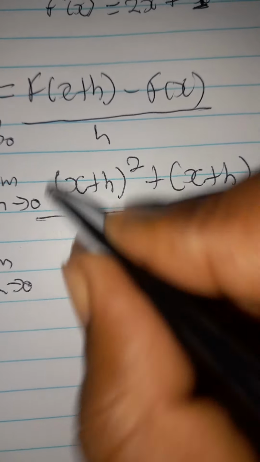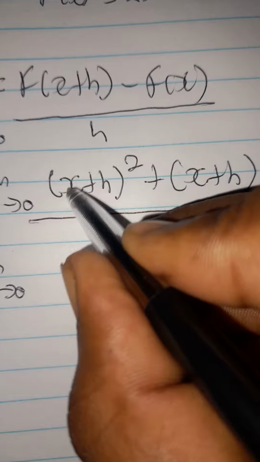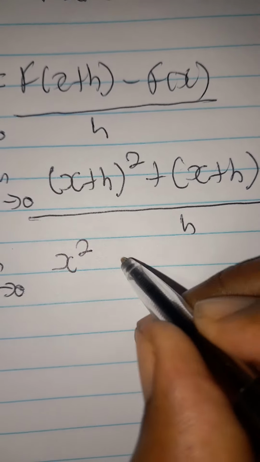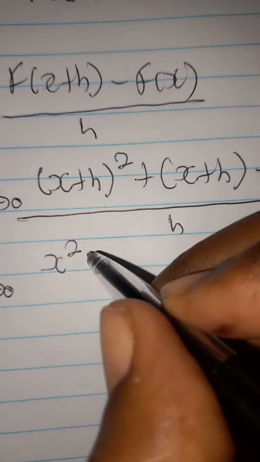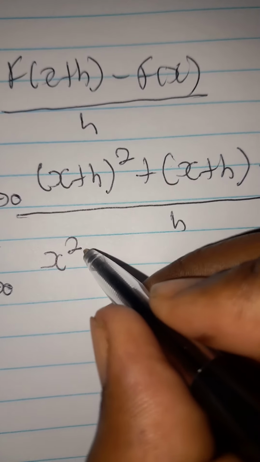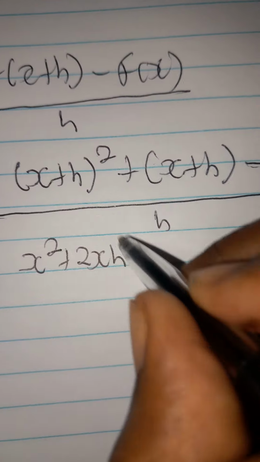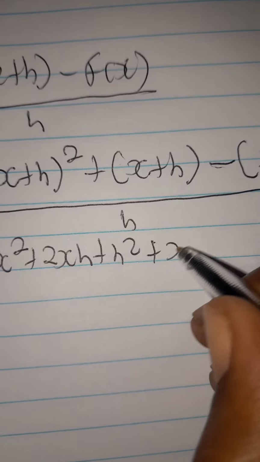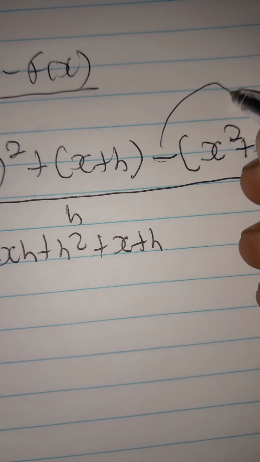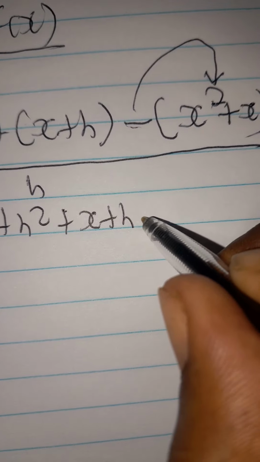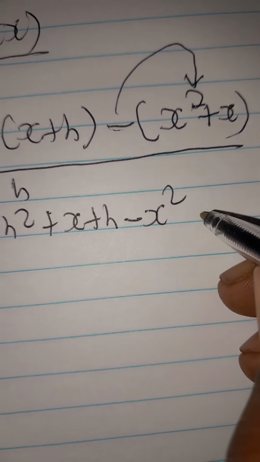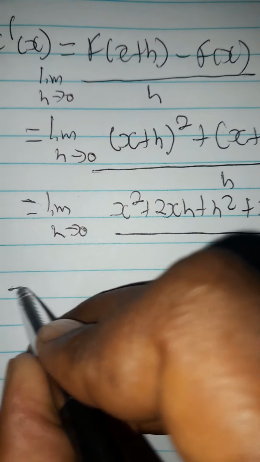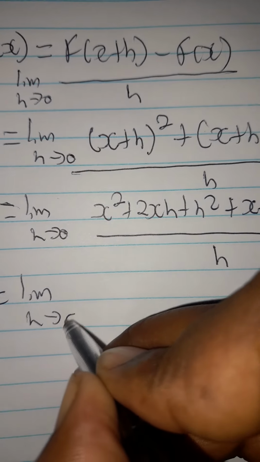So we are going to work this using the algebraic method. First thing first, you're going to square x plus h. When you square x, you're going to have x squared. Then the power will multiply everything that is inside the bracket. 2 times h times x, we are going to have 2hx, right? Then we square the last, that will be h squared. Then we take out this from the bracket, so it will be x plus h. Then remember that the negative affects everything that is inside the bracket. So in this case, we are going to have negative x squared minus x. Divided by h. So from here, we have limit as h approaches 0.